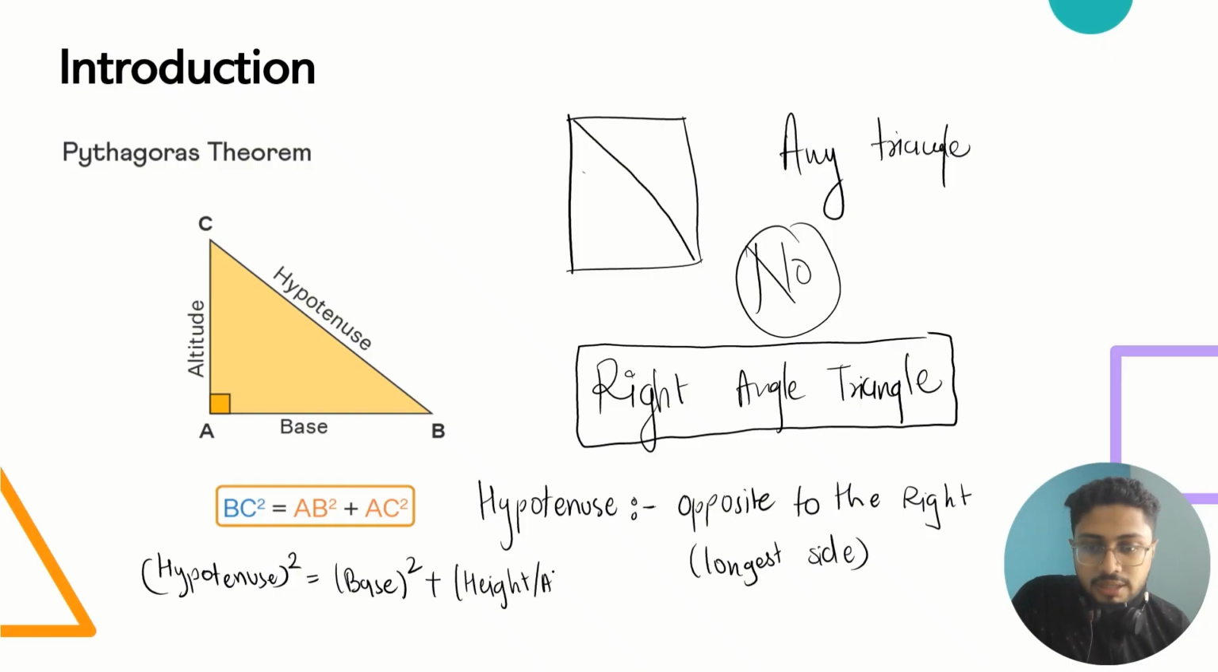Height or altitude. So base square plus height or altitude square. This one formula will give you lots of idea about what lots of questions. Now how is this going to help us? What kind of questions are there? Let's start with the basic thing.